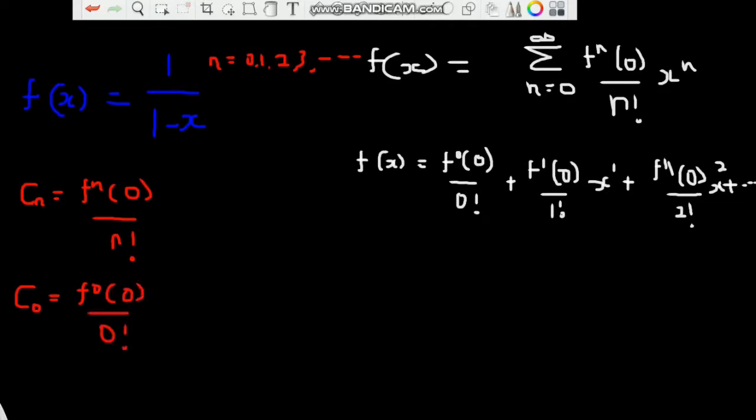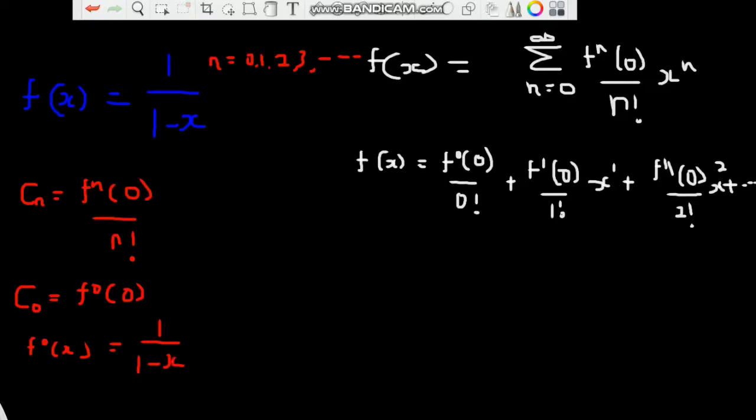So what would this be? The zero derivative of the function is to say that we are not taking any derivative of the function, so it will still give us the function. Let me first take off the 0 factorial. So let's focus on the zero derivative of the function at 0, which will give us the function. So we still have 1 over 1 minus x.